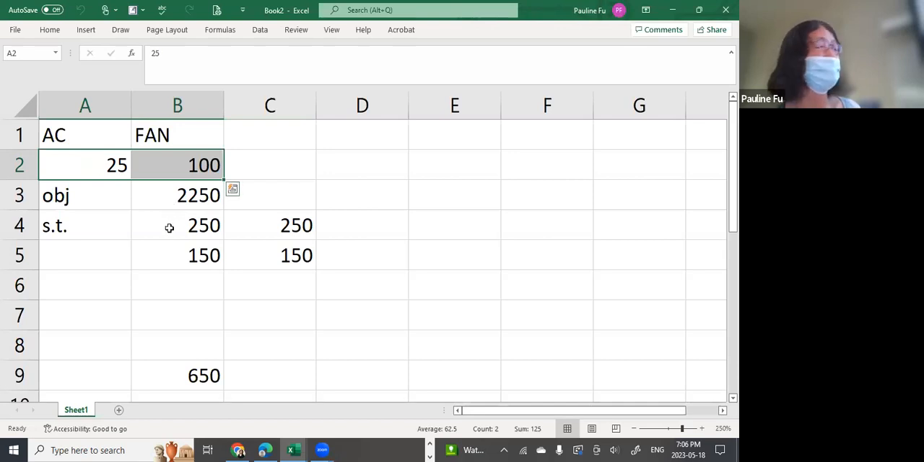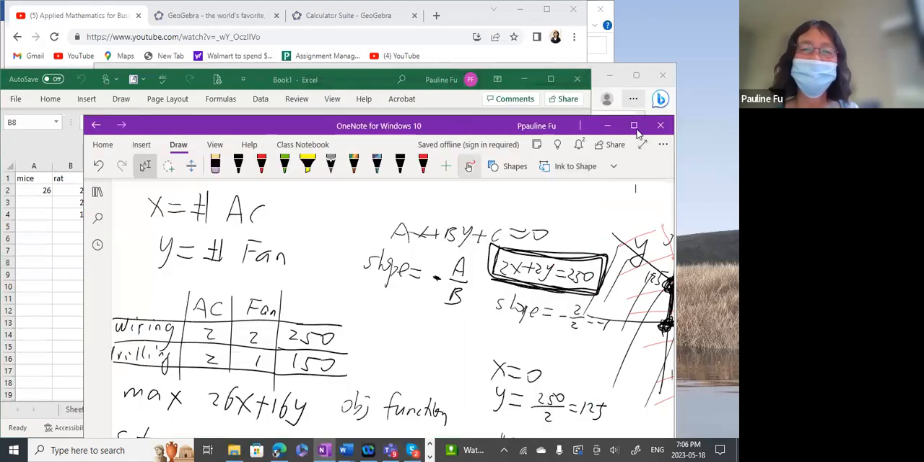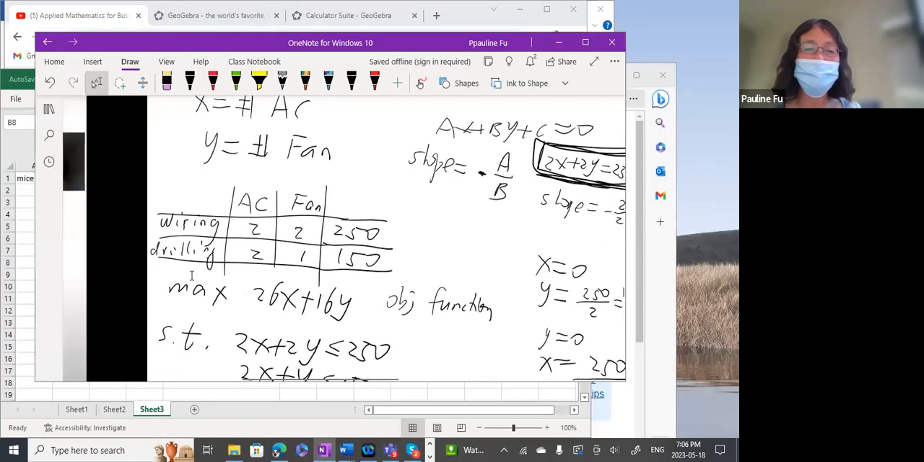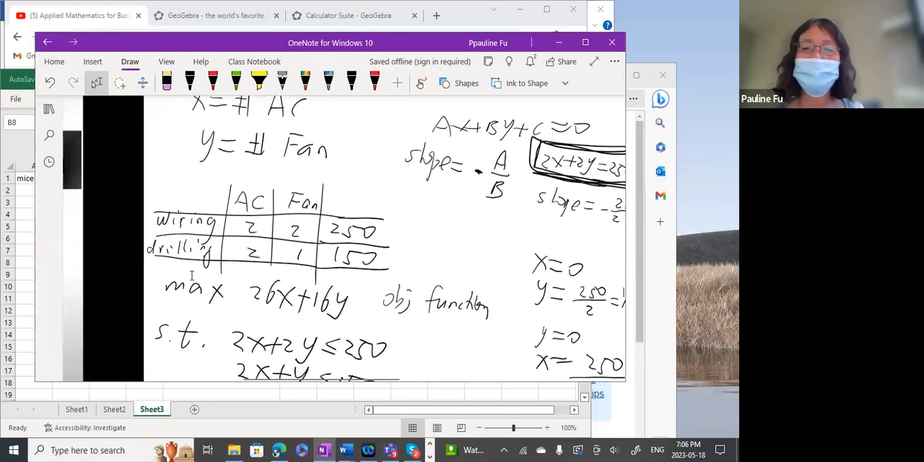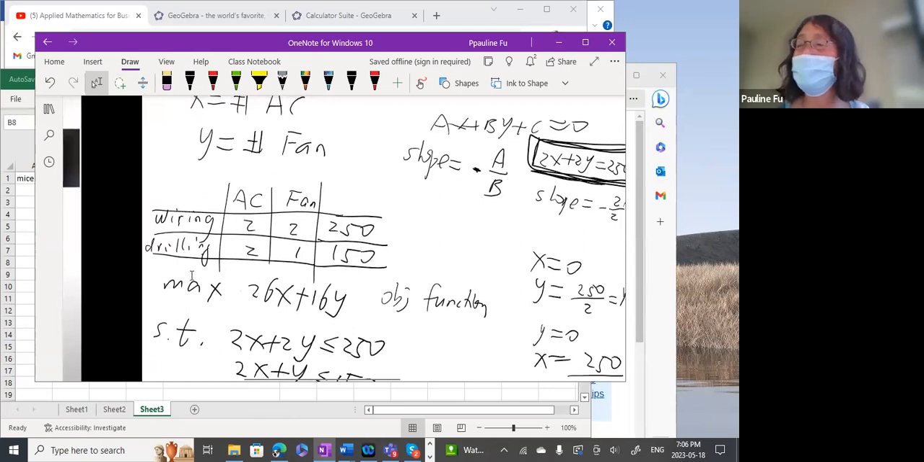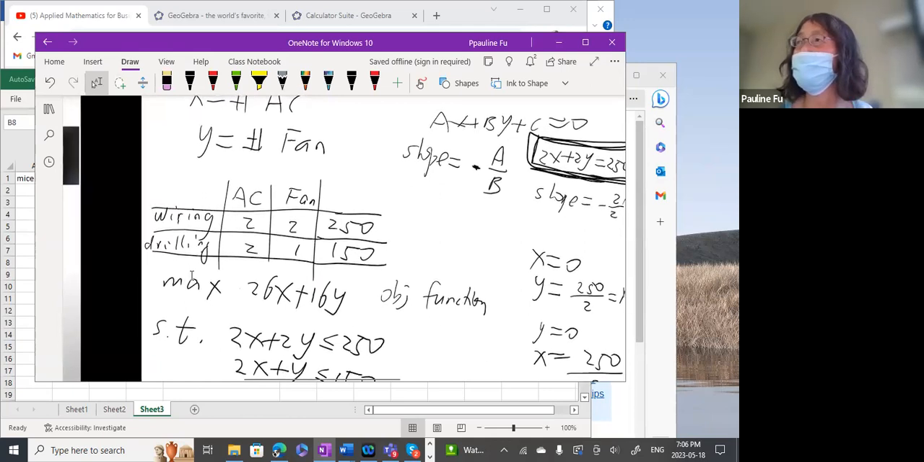So two methods: one is to use inequalities with the help of the graph. The other is to use Excel Solver to solve the linear programming problem. Okay, that concludes the PowerPoint presentation. Shall we take a break? After the break, we go over tutorial questions. Shall we come back at 7:20? Okay, break. Back at 7:20.